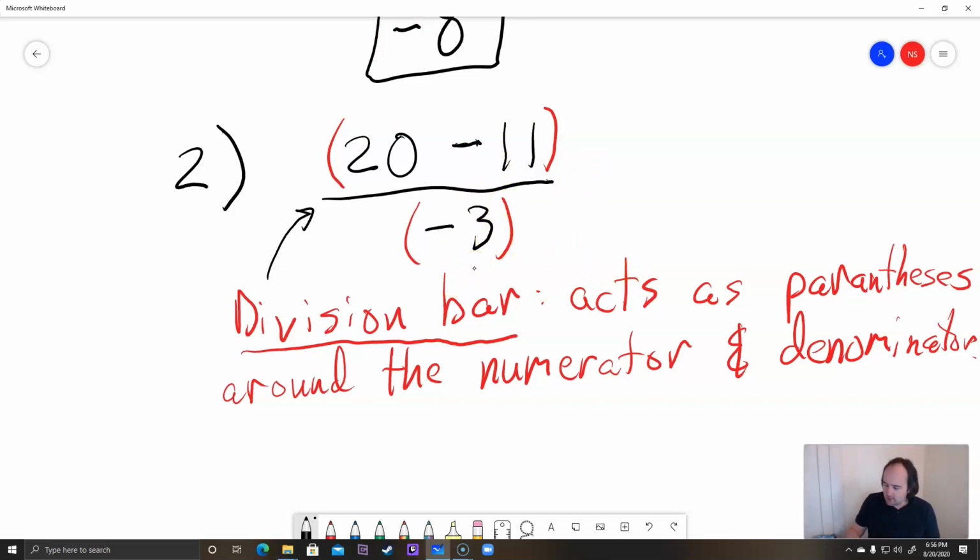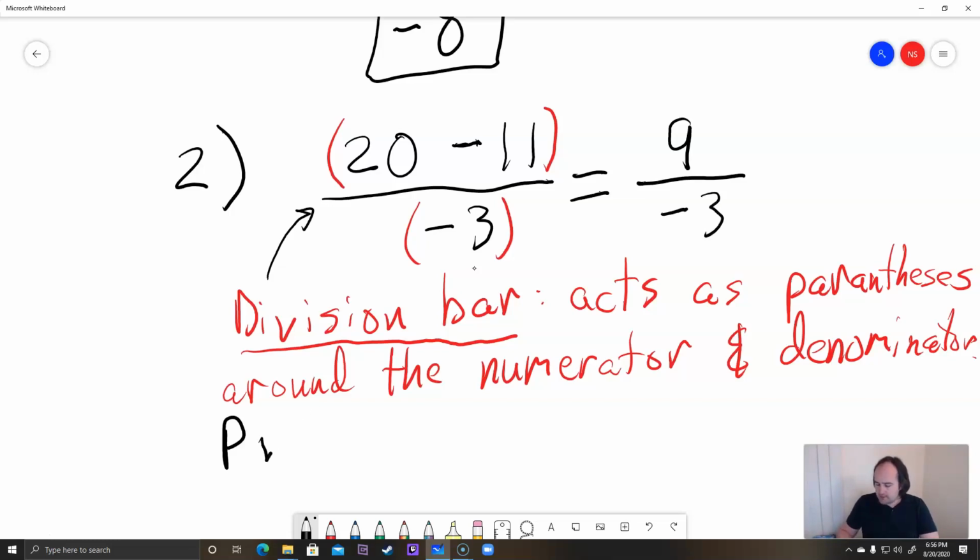Okay, so the first thing we want to do with PEMDAS is parentheses. Okay, so simplifying the parentheses on the top, we're actually going to be doing 20 minus 11. 20 minus 11 is 9. And then we keep the sign of the larger number, which was positive 20. So that's actually going to be positive 9. And then on the bottom, the parentheses don't do anything because negative 3 is just a single factor. So I'm just going to write the bottom as negative 3.